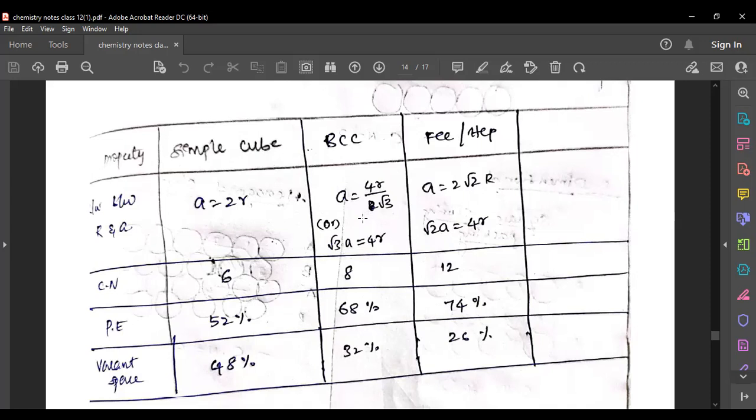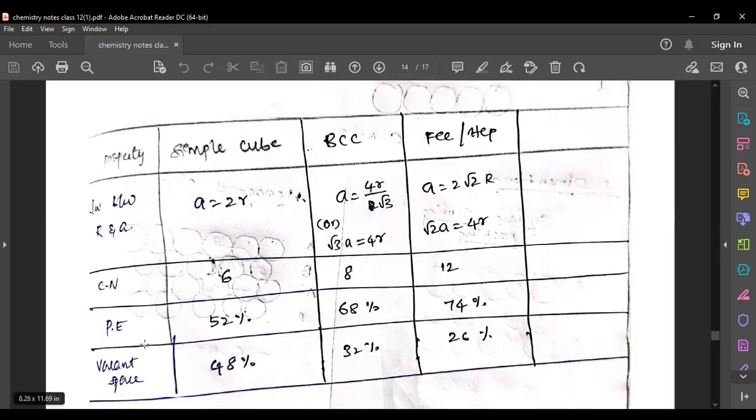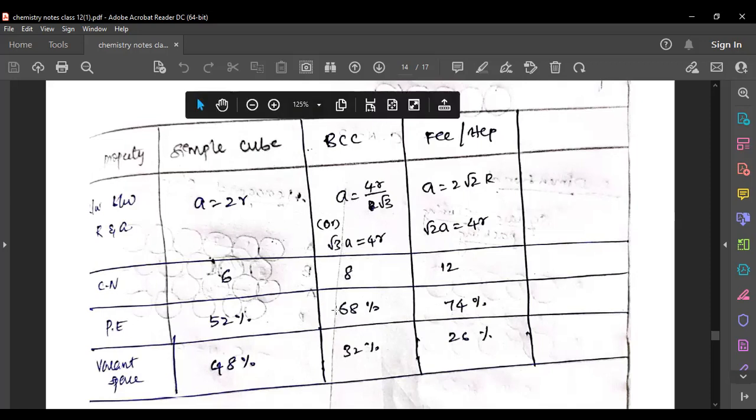Okay. And the coordination number of simple cube is 6. BCC it is 8. And the FCC or the HCP it is 12. And what about the packing efficiency? Simple cube it is 52%. BCC it is 68%. FCC or the HCP it is... Sorry, I have made a mistake here. Simple cube, what is the packing efficiency?